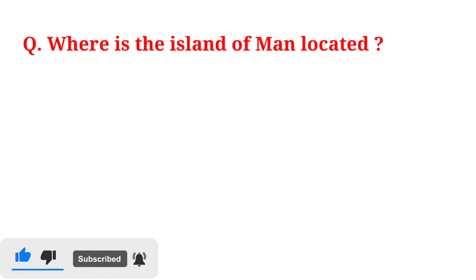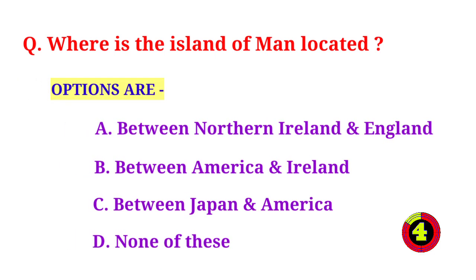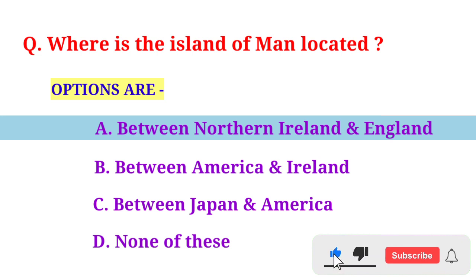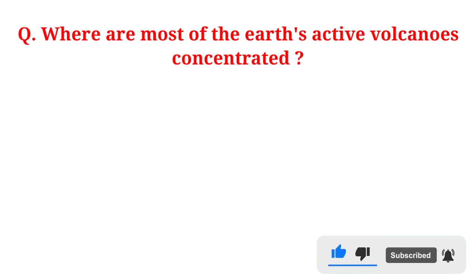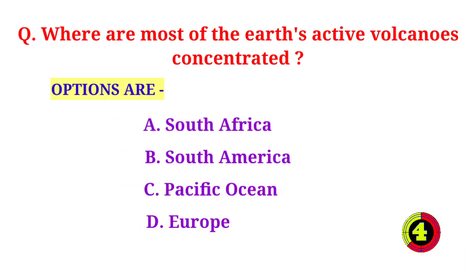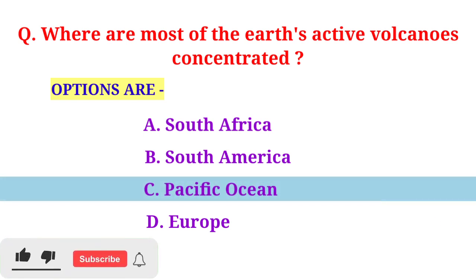Where is the Island of Man located? Option A, between Northern Ireland and England, is the correct answer. Where are most of the Earth's active volcanoes concentrated? Option C, Pacific Ocean, is the correct answer.